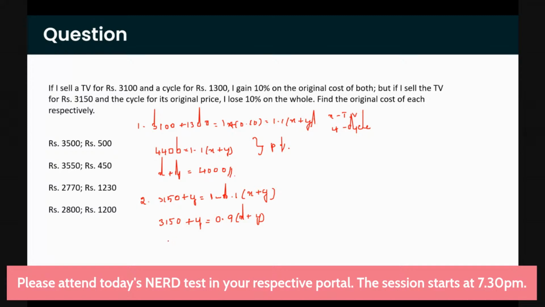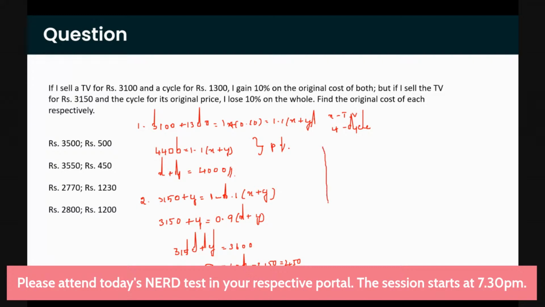So we have two y values here. After substituting the values, we get 3,150 plus y, which is equal to 3,600. When we solve for y, y equals 3,600 minus 3,150, which is equal to 450. Now, what is the value of y? The original cost of the cycle, right? So the original cost of the cycle is 450.